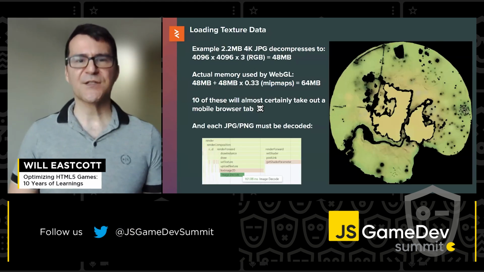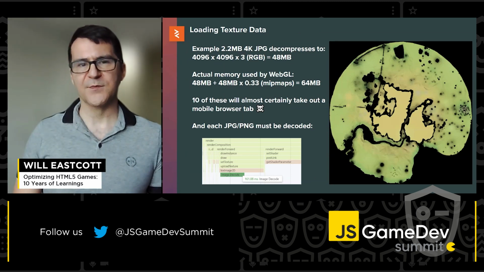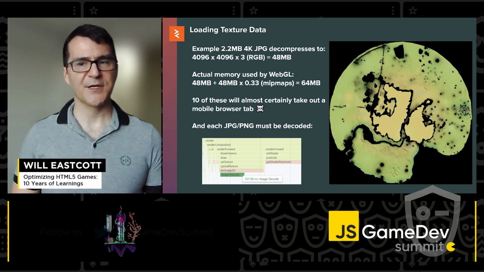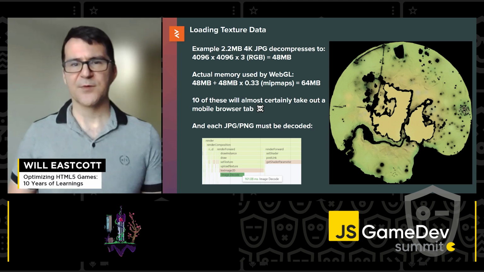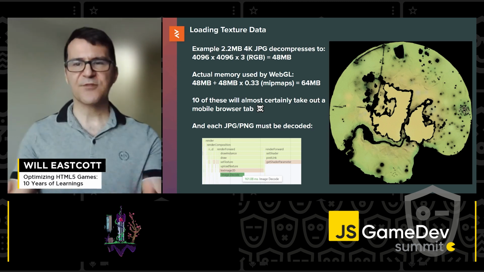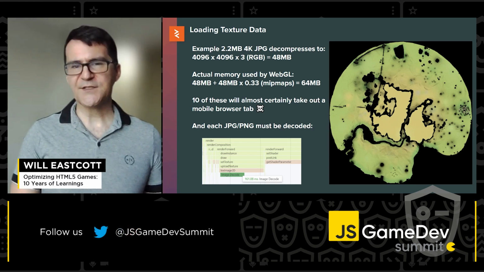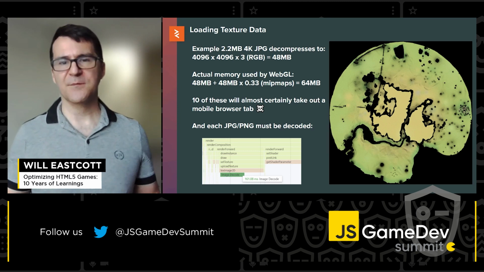As it turns out, in HTML5 games, typically most of the data tends to be texture-based data. In our example on the previous slide, we had a 2.2 megabyte JPEG. Now, if the browser downloads this file, we need to decompress it into memory. And that is 48 megabytes of data.